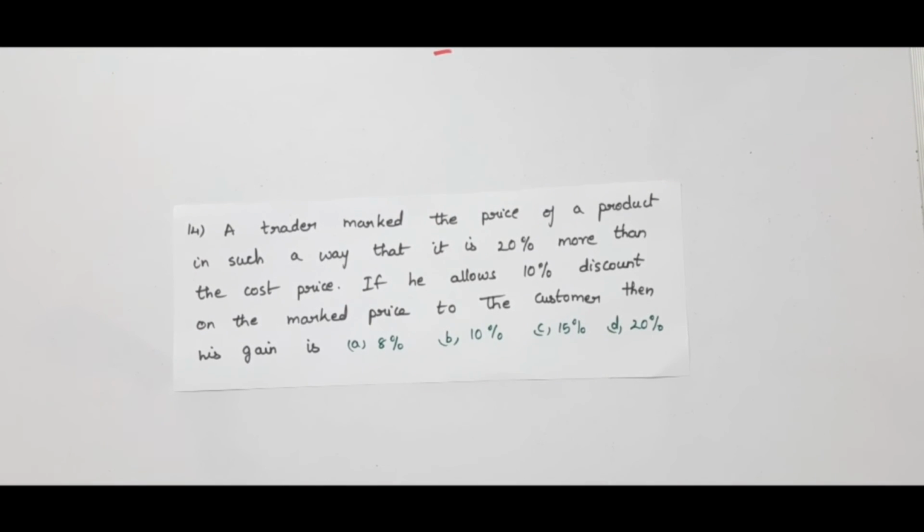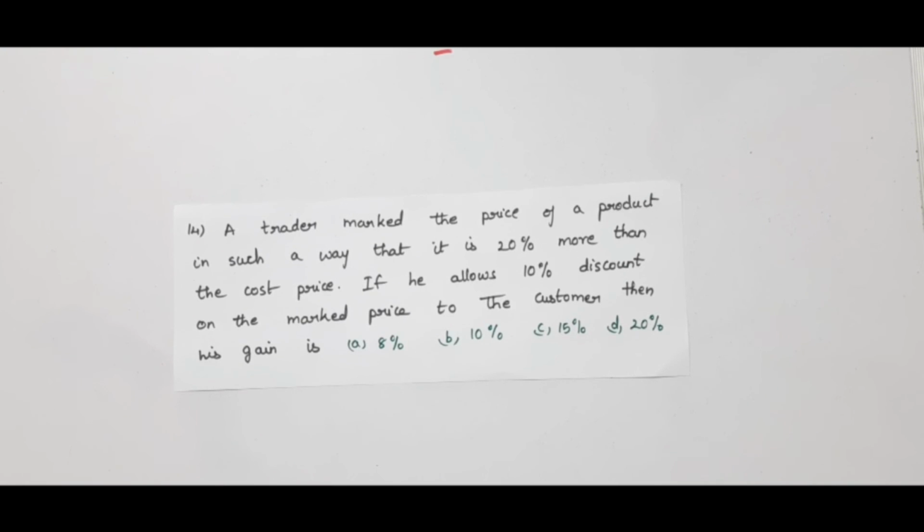Next problem. A trader marked the price of a product in such a way that it is 20% more than the cost price. If he allows 10% discount on the market price to the customer, then his gain is? Options: A, 8%; B, 10%; C, 15%; D, 20%.